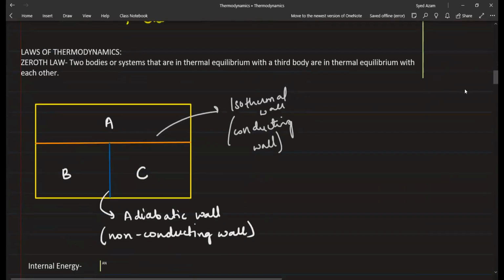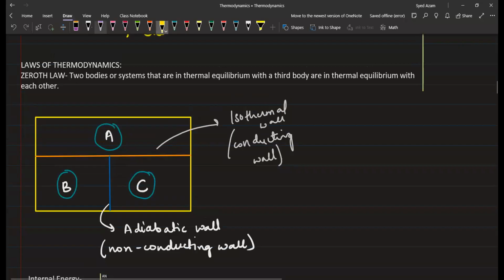Now, what is the zeroth law of thermodynamics? See, suppose, look at this example. This is a very, very easy law. This says that suppose this is a room. This is a wall, the yellow one, and this blue part is also a wall. So A, B, C, these are the three areas available, A, B, and C. Now look here.